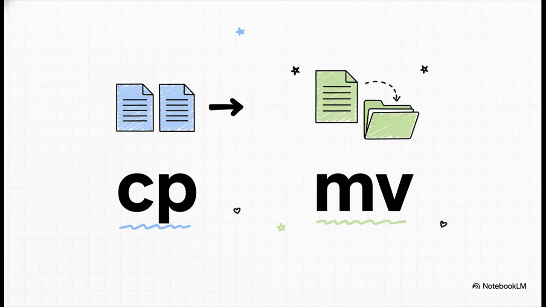But with mv, it's a totally different story. If you type mv file1.txt documents, you're taking that one original file and physically relocating it into the documents folder. Also, super handy trick, mv can be used to just rename a file if you give it a new file name instead of a folder destination.